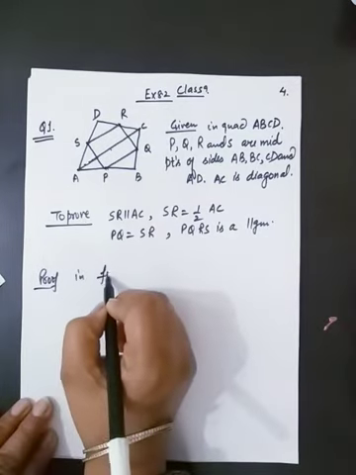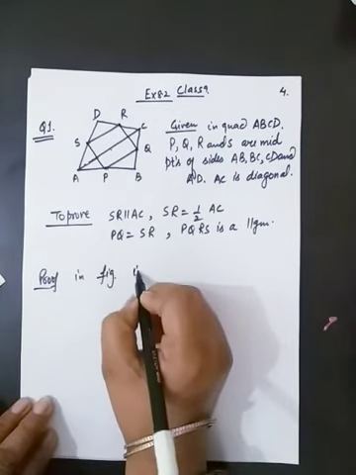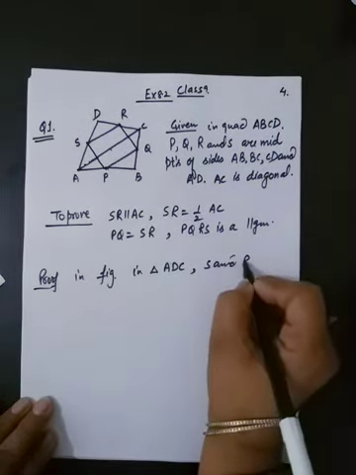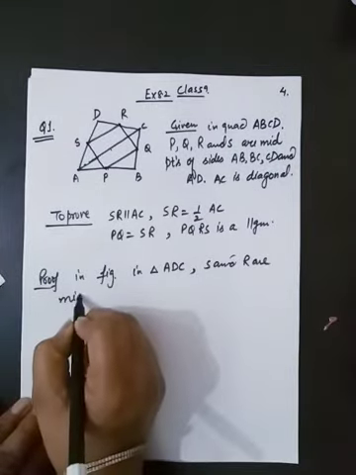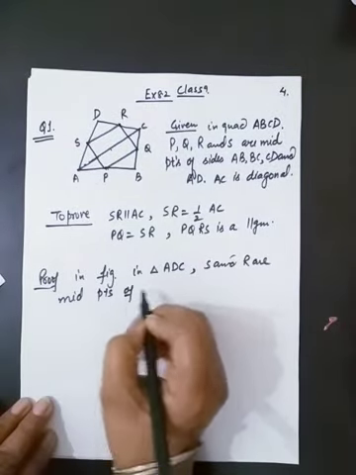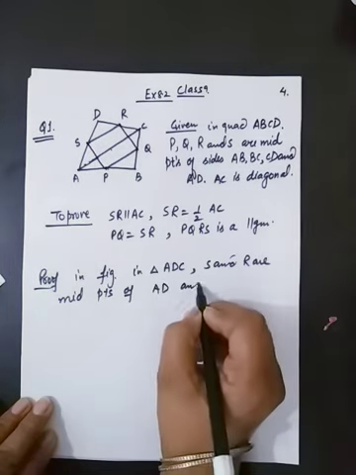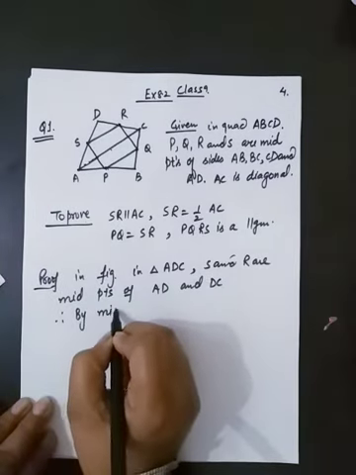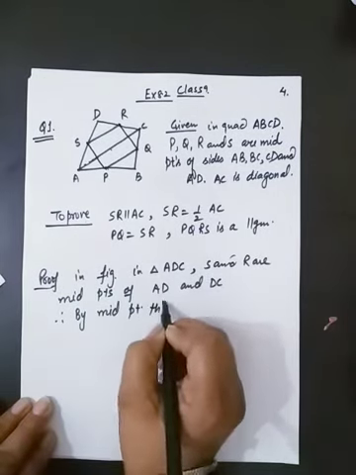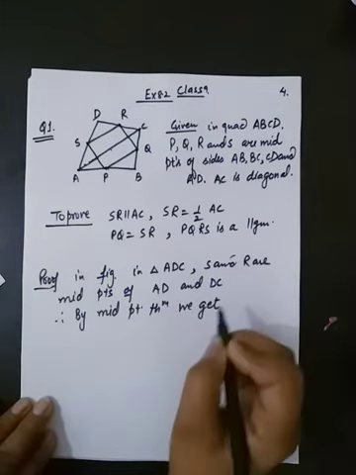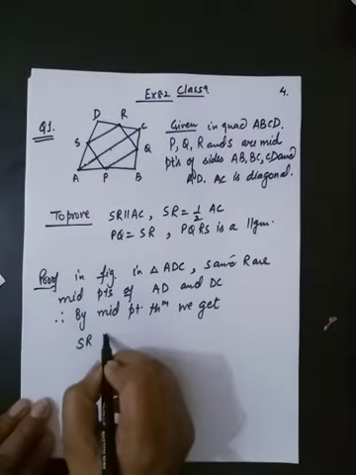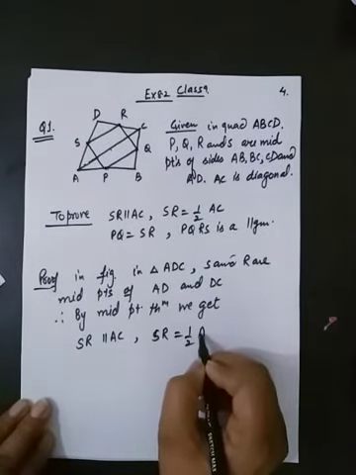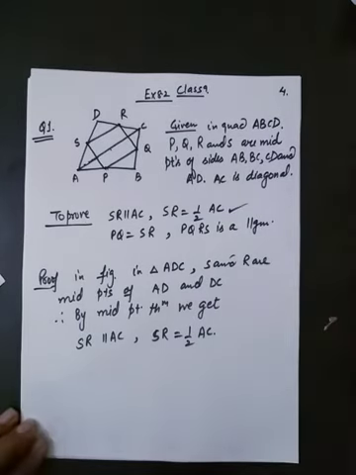So let us start the proof. In figure, in triangle ADC, S and R are midpoints of AD and DC. So therefore, by midpoint theorem, we get SR parallel to AC and SR is equal to half of AC. So first part is proved.